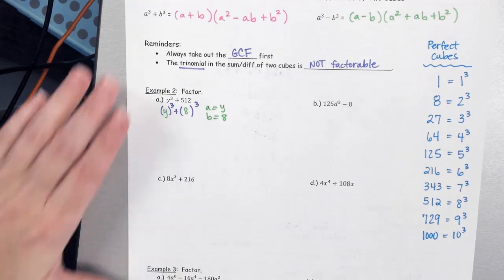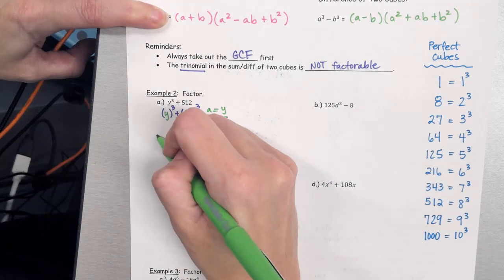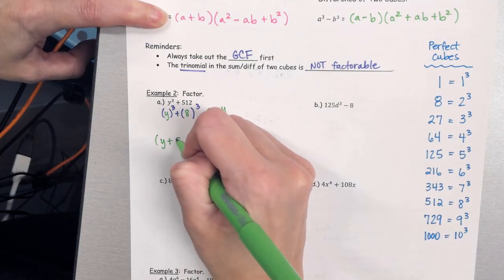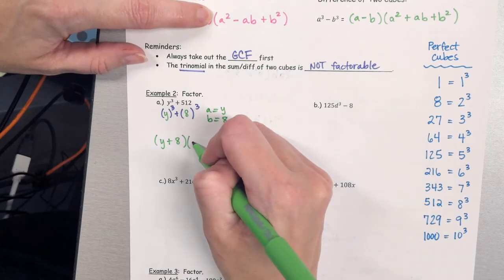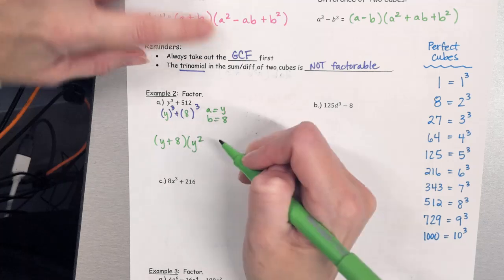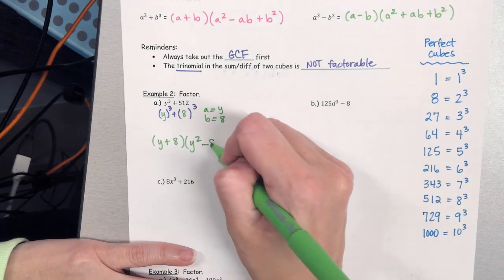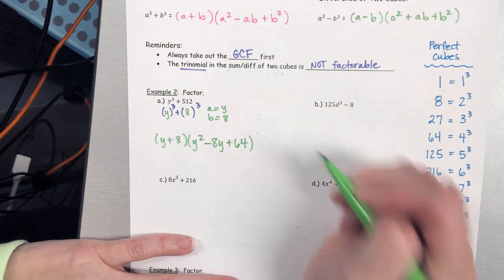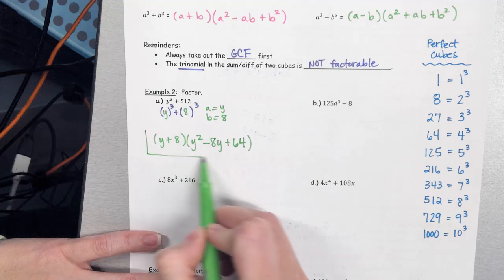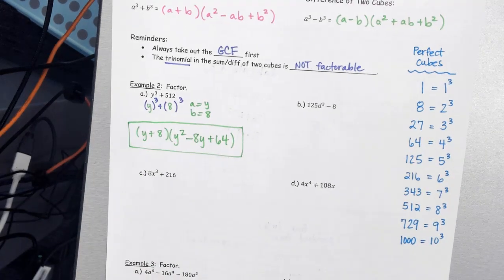So when you plug this in, see how it's a plus b? We're going to do plus 8, yep. And then a squared is y squared. If we do y times 8, how do we write that? Yep. And then 8 times 8, 64. Okay, so then that's going to be your final answer. How many of you have done perfect cube patterns before?